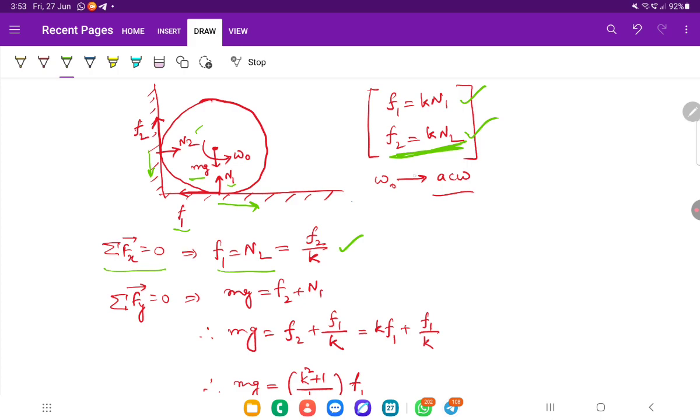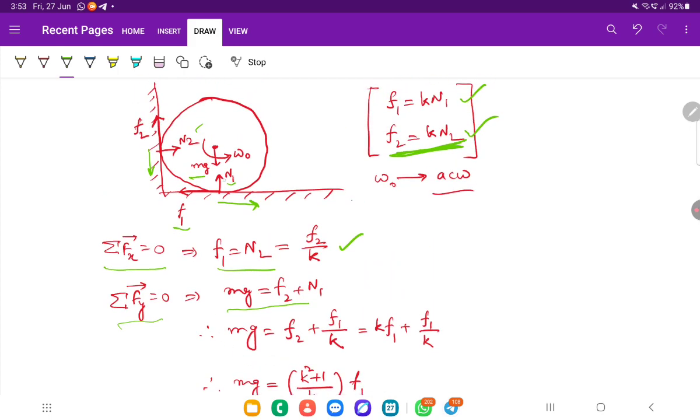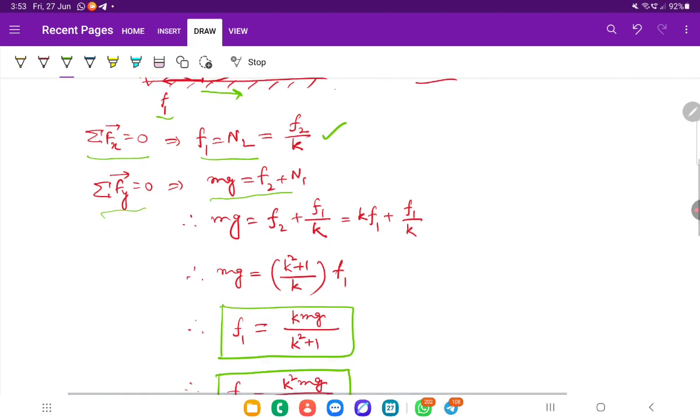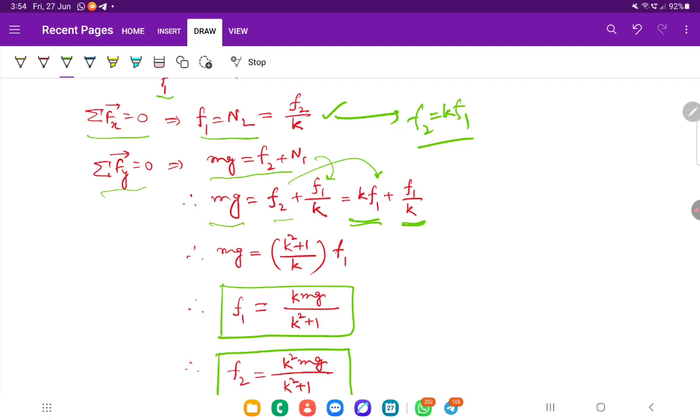And in vertical direction, using net force equals 0, you'll get this equation, because Mg was in downward direction and N1 and F2 were in upward direction. So these two will counterbalance each other. So Mg will be F2 plus N1, which I have written as F1 upon k, because F1 is k times N1, I have already told you. And F1 upon k is there, and F2 I have written as k times F1 from this equation, right? F2 equals k times F1. So I've written it here.